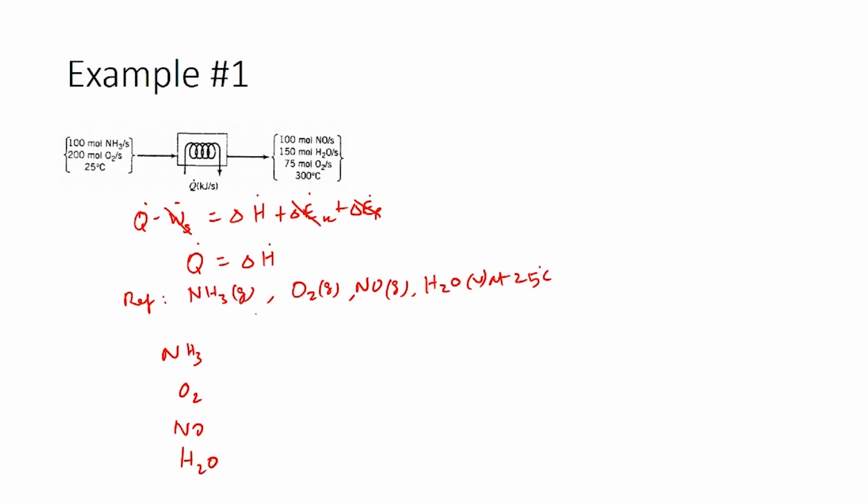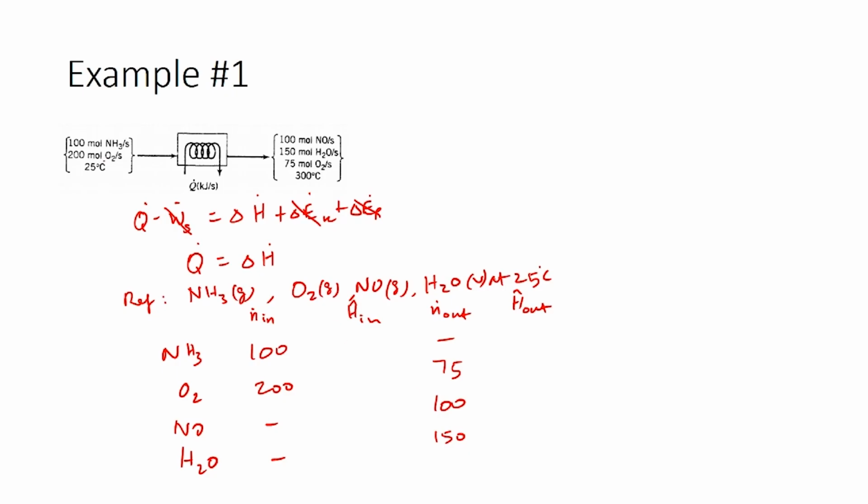Let us now build the enthalpy table. You would have N in dot, H cap in, N out dot and H cap out. Ammonia coming in is 100 moles, oxygen coming in is 200 moles, and no nitric oxide or water are coming in. The outlet stream contains no ammonia, but it contains 75 moles of oxygen, 100 moles of nitric oxide and 150 moles of water. Let us look at which of these terms can go to 0.